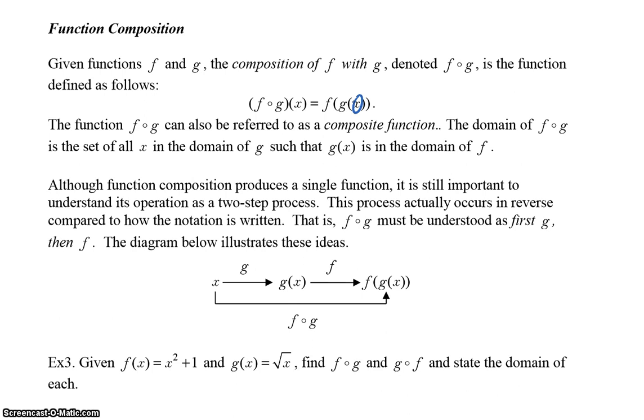Although function composition produces a single function, it's still important to understand its operation as a two-step process, especially for the purposes of determining the domain. This process actually occurs in reverse compared to how the notation is written. That is, f composed with g must be understood as first g, then f. And there's a diagram below to illustrate what we mean.